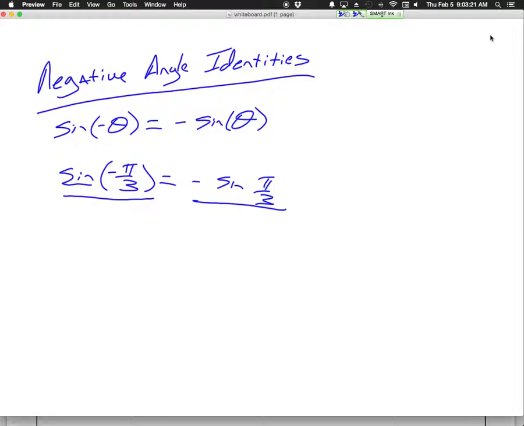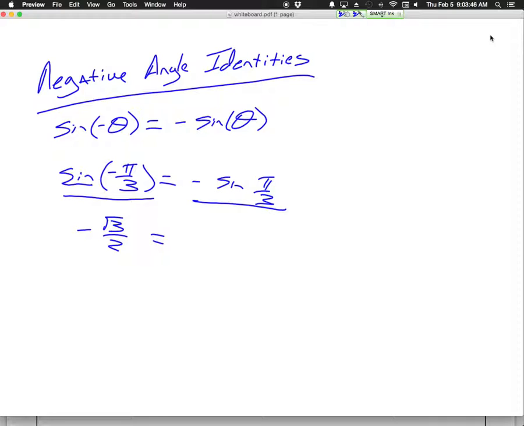Since I'm dealing with a regular sine, what two things do I need? Reference angle and quadrant. What's my reference angle? 60 degrees. What's sine of 60 degrees? Square root of 3 over 2. And it is in the fourth quadrant, and my letter in the fourth quadrant is C. So that means this needs to be negative.